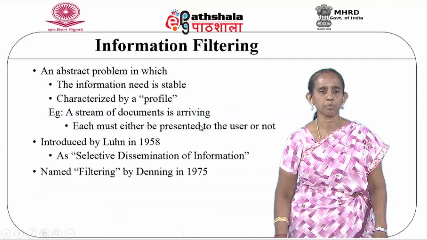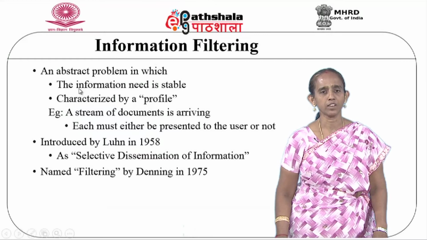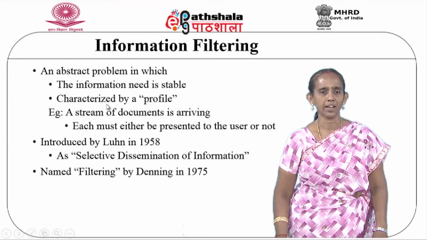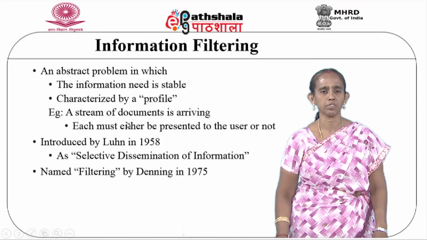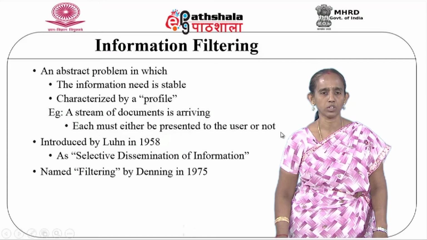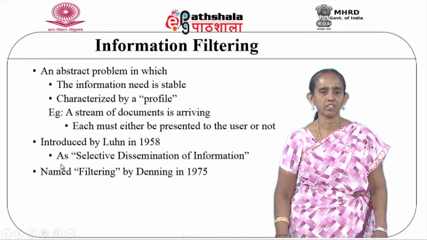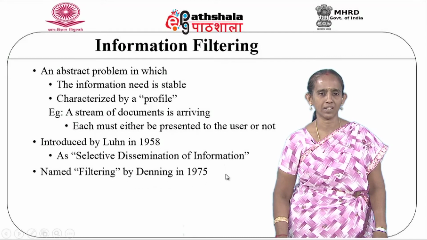So what is information filtering? This is an abstract problem in which the information needed is stable and it is characterized by a profile. For example, a stream of documents is arriving and each must either be presented to the user or not. This was introduced by Luhn in 1958 as selective dissemination of information, and it was named filtering by Denning in the year 1975.